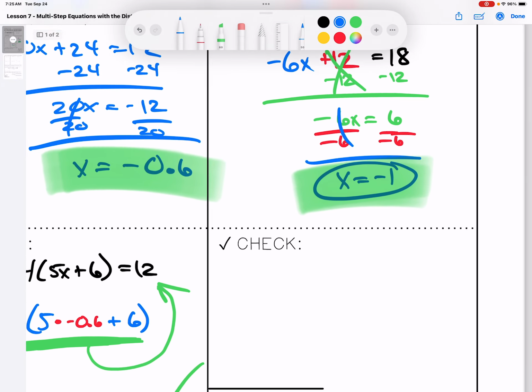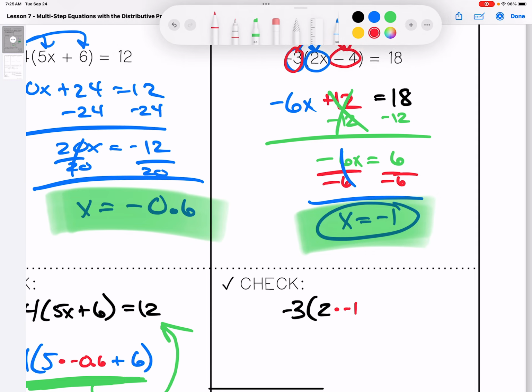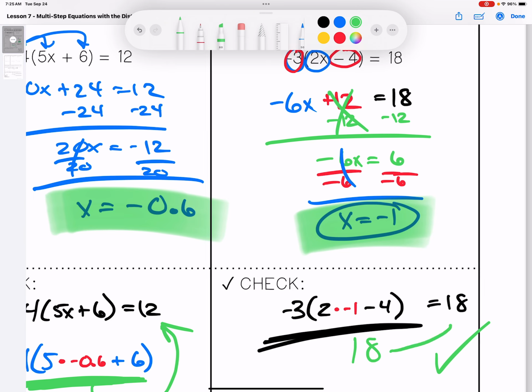Now, to go see if your answer is correct, all you do is rewrite the problem down here. And where x is, put x. So times negative 1 minus 4. Enter that into your calculator and see if it equals 18. And if it does, which it does, then it is good to go. So you shouldn't come up here and ask me, did I get it right? You can look for yourself.